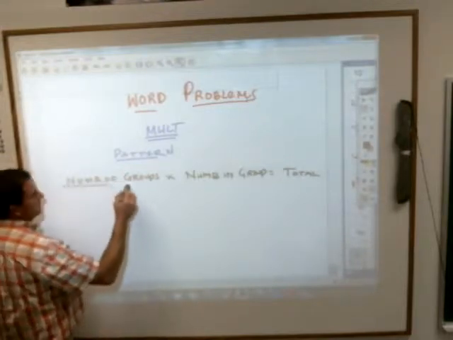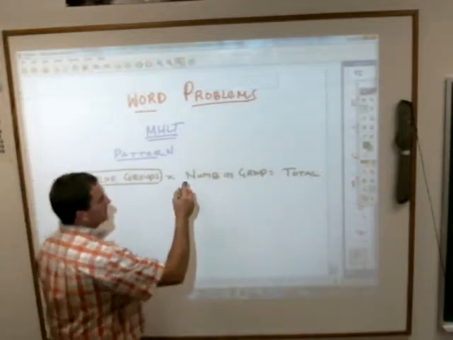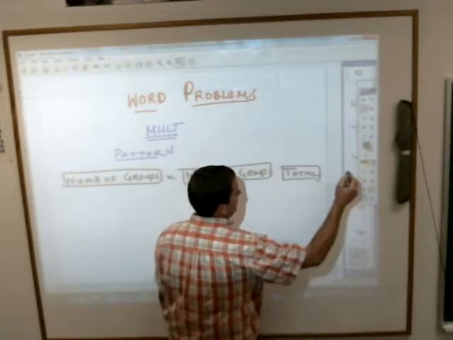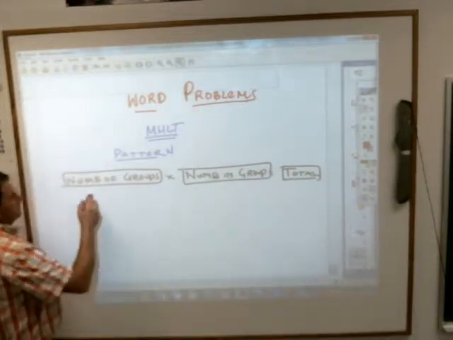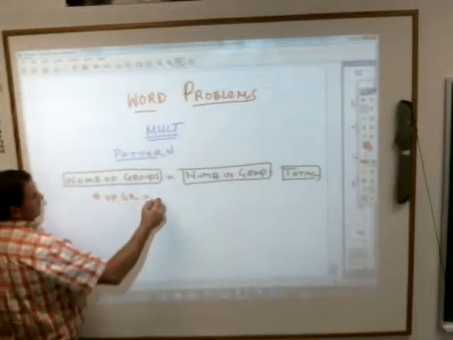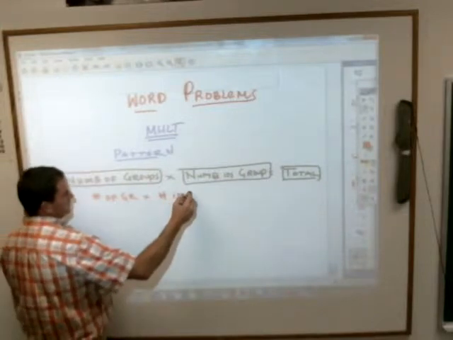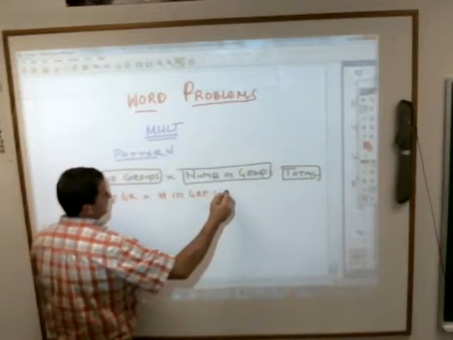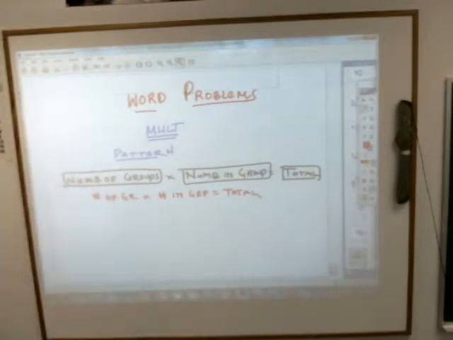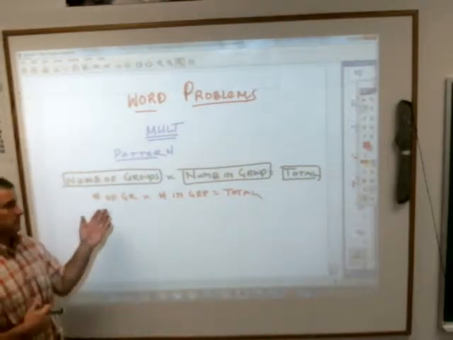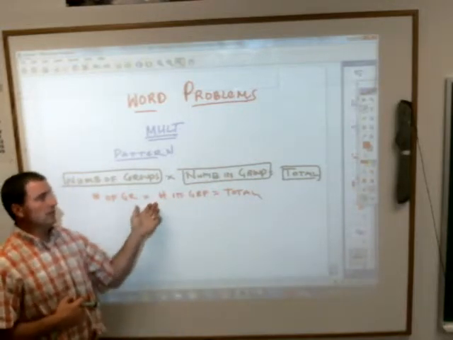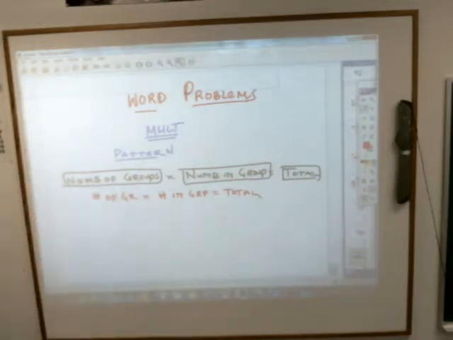Now, it might be of some benefit to us if we actually abbreviated this a little bit, and I don't know the best way to do that. Number of groups times the number in each group equals the total. And in any story problem, they are going to give you two of those three different things. If you're given the first two, you just multiply. If you're given one of these two, it's going to be a division sort of problem. But let's write one down.